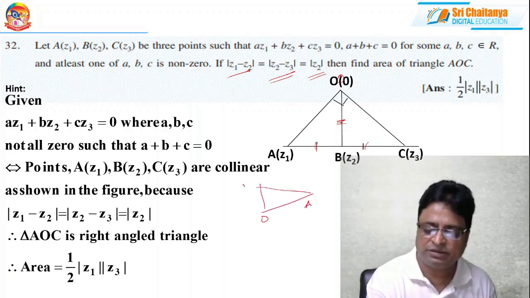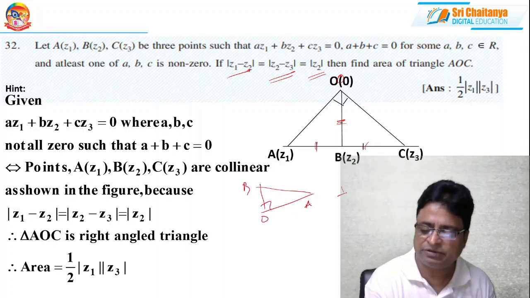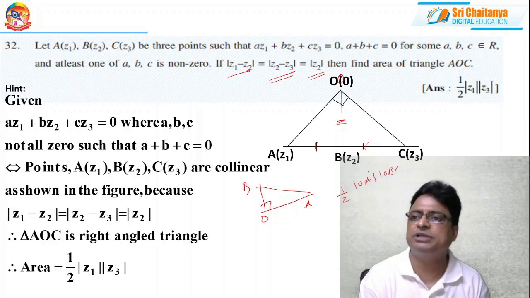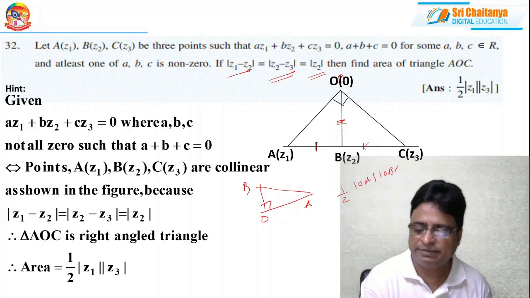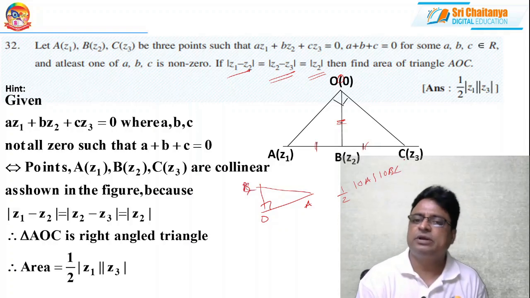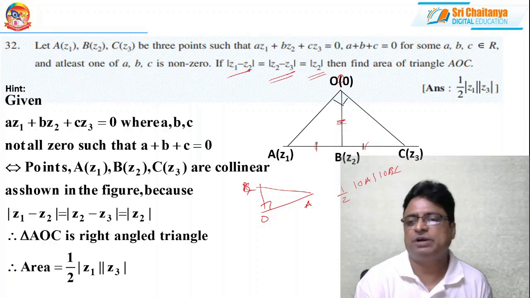Suppose this is the question. Then what is the area? Half base into height. Half into mod OA into mod OC. You know what mod OA is? That is mod Z1. And mod OC, this is C, is mod Z3. So the area is half into mod of Z1 Z3.